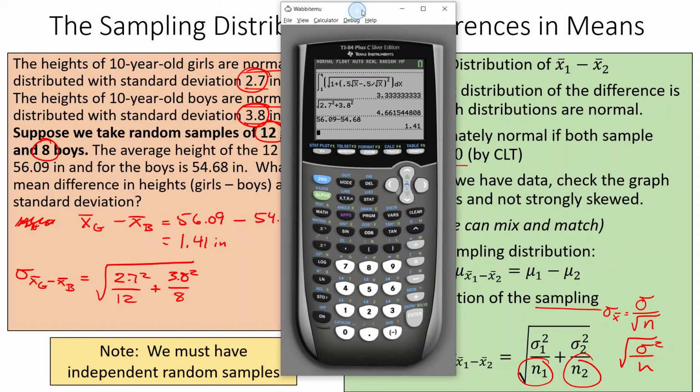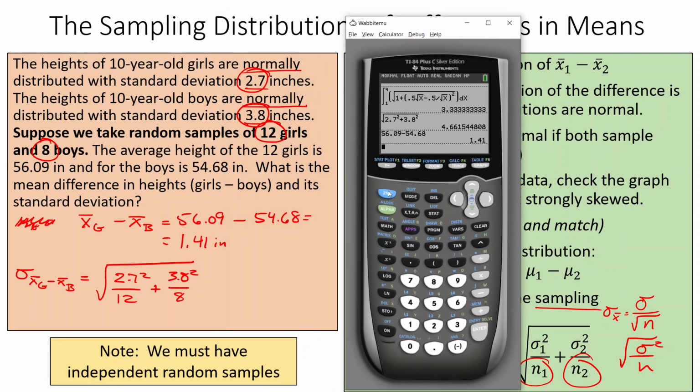So we're just throwing that in our calculator now. I'm going to move this over so we can see. So we get the square root of 2.7 squared divided by the 12 people in that sample plus 3.8 squared divided by the 8 people in that sample. Now, most of the time, we won't have the population information, so we'd be doing standard error instead of standard deviation, but it works the exact same way.